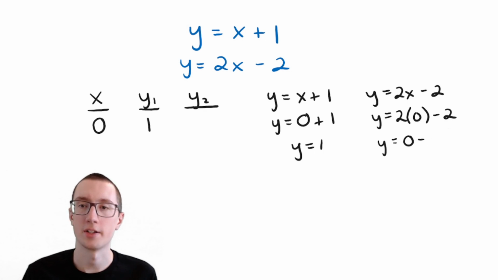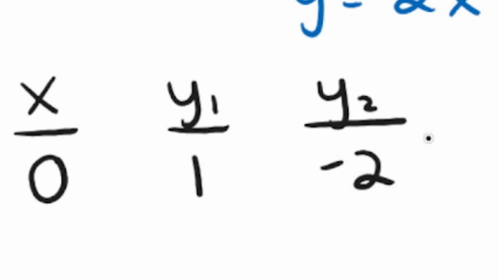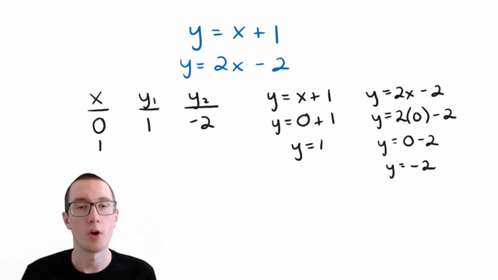And we're just going to carry the minus 2 down. And 0 minus 2 is negative 2. So our y of the second equation is negative 2. So we're going to go ahead and put that in our table. So we have not found the correct answer because 1 and negative 2 are different numbers. So let's go ahead and try 1 for x.